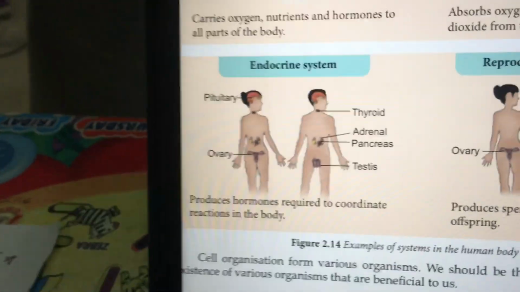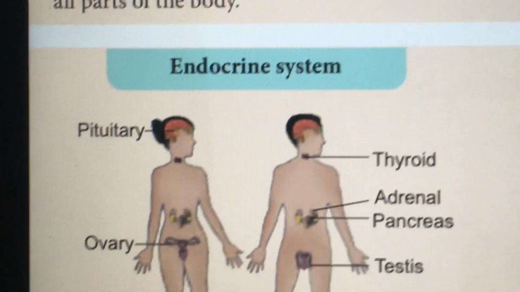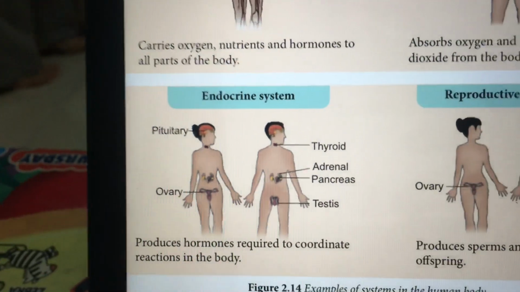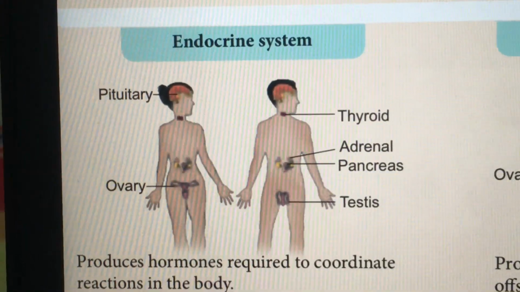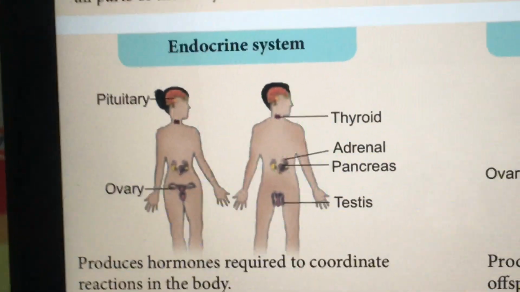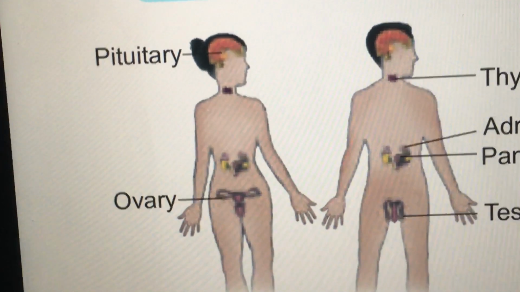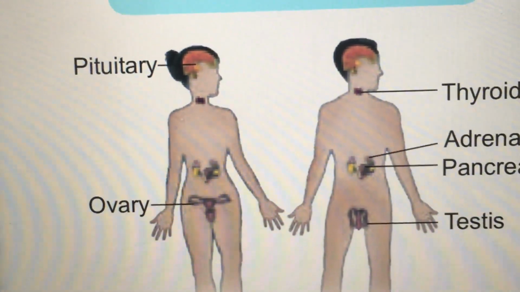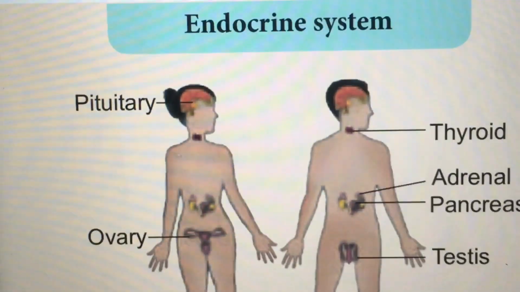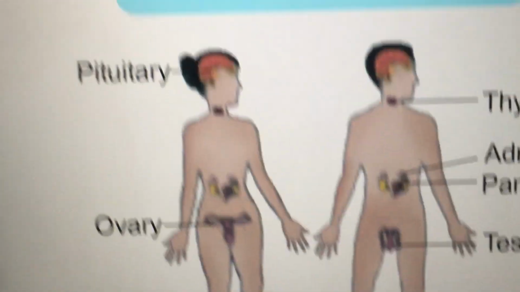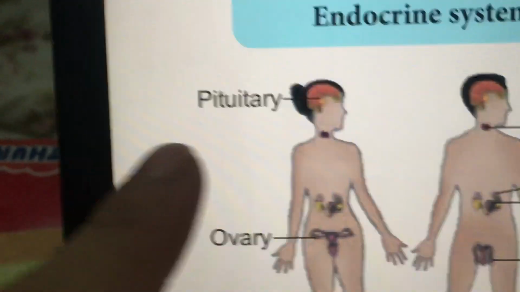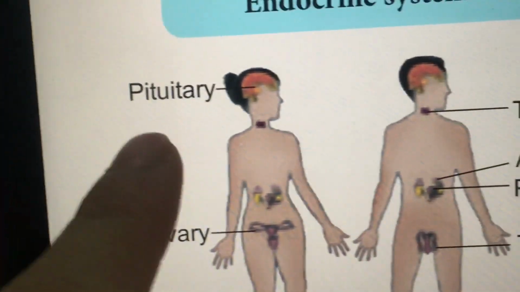Okay, the last two. We have the endocrine system right here. System endocrine. We have 6 organs. We have the pituitary. It's actually glands. G-L-A-N-D, gland. Di dalam bahasa ialah kelenjar. K-E-L-E-N-J-A-R, kelenjar. Okay, we have the pituitary gland, kelenjar pituitary.